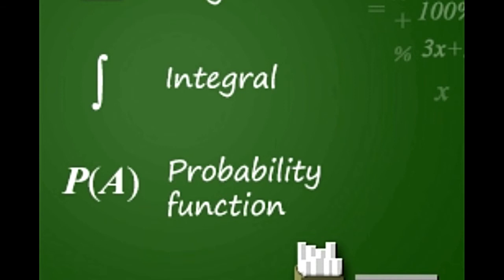Floor brackets. It refers to rounding the variable value to the lower integer. Ceiling brackets. It indicates rounding the variable value to the higher integer. Absolute value. It gives a non-negative value of x, ignoring its sign. Function of. It defines one variable in relation to the other.